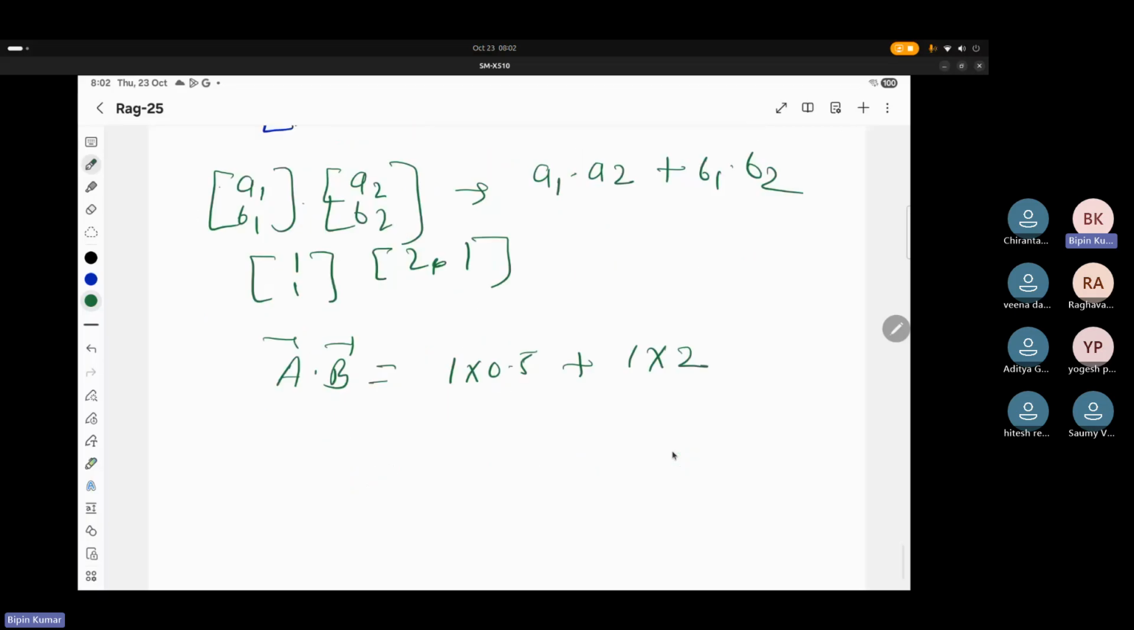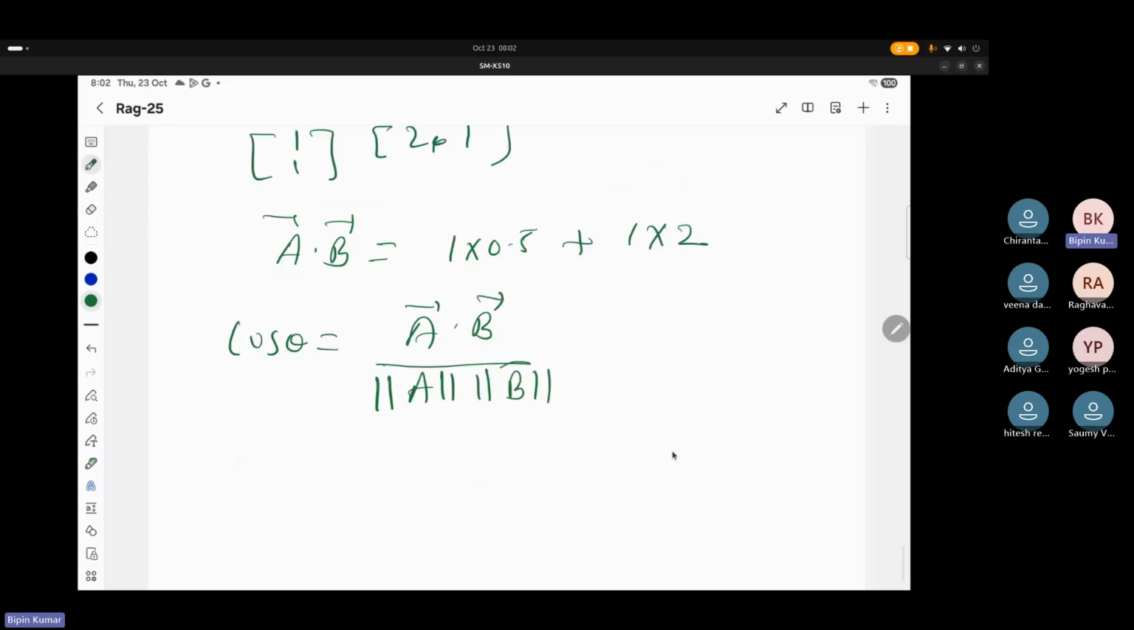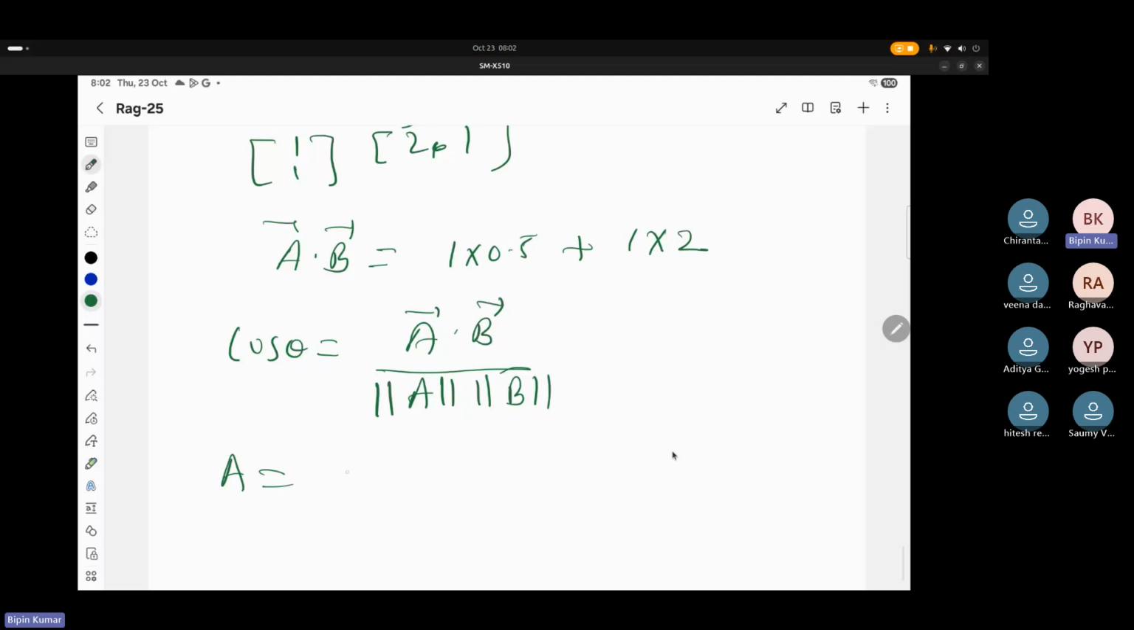Now, cosine of theta. First you do a dot b, then you do this other thing, the norm. The norm is nothing but, let's say the vector a value is 1 comma 1.